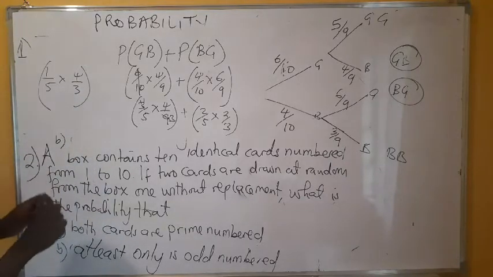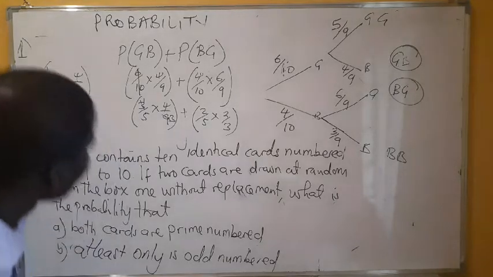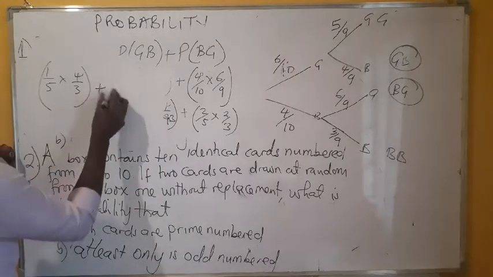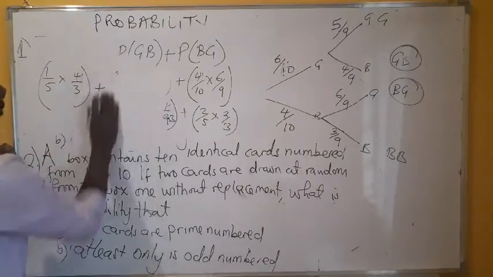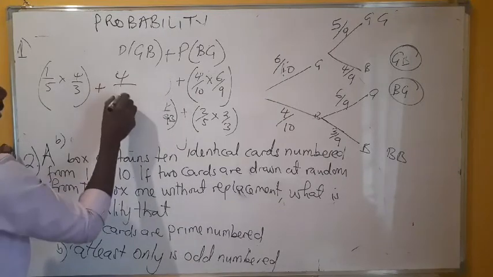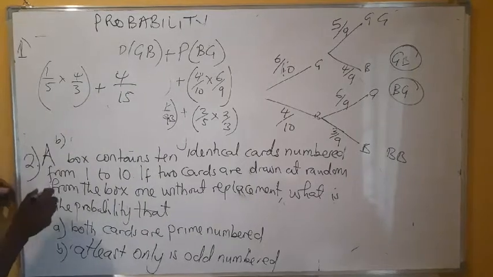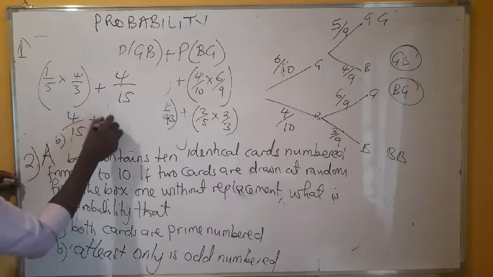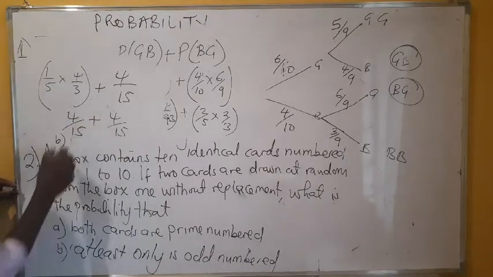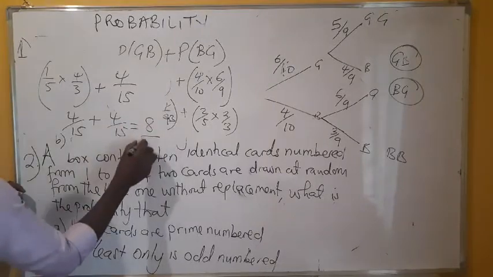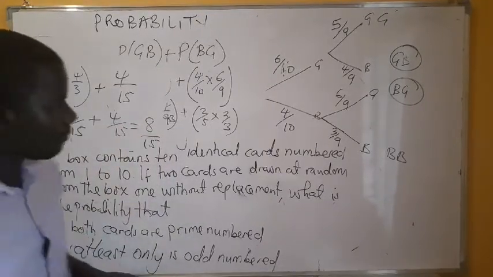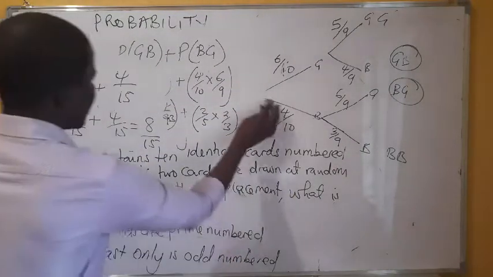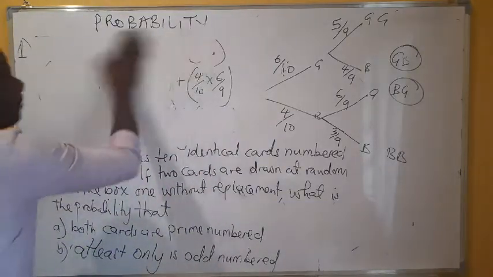Then, this other part here, what do we have? This has been simplified, so we have 4 over 15. And this side, we have 4 over 15. When you simplify this, what do you get? You get 8 over 15. Exactly the same answer that we got even without a tree diagram. You should be able to get the same answer.